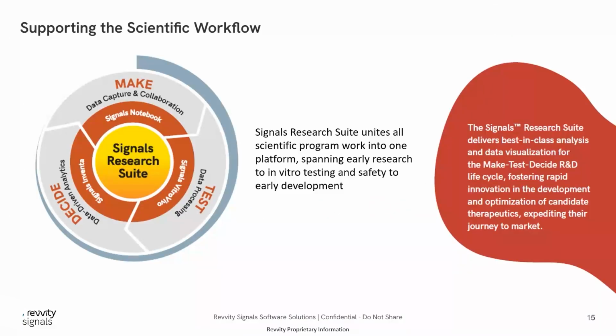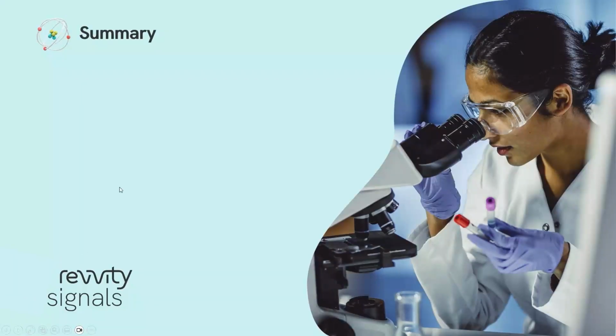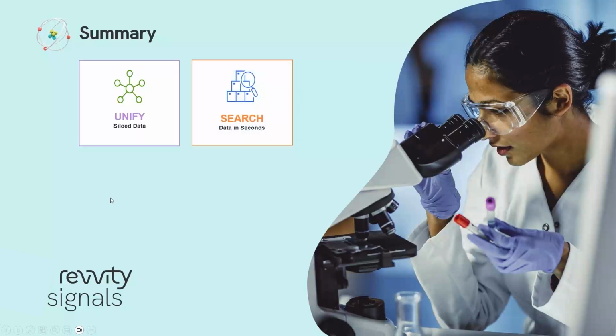Thus, Revvity Signals Research Suite helps in the make, test, decide life cycle of the biosimilar developmental workflow, where it unites all the scientific program work into one platform, spanning from the early research to the developmental phase. Thus, in sum, it can be said that the Signals Research Suite helps to first unify the data from siloed data from all different sources and formats, and is easily searchable in seconds because all of the information that is captured within the Signals Notebook platform is saved as metadata.